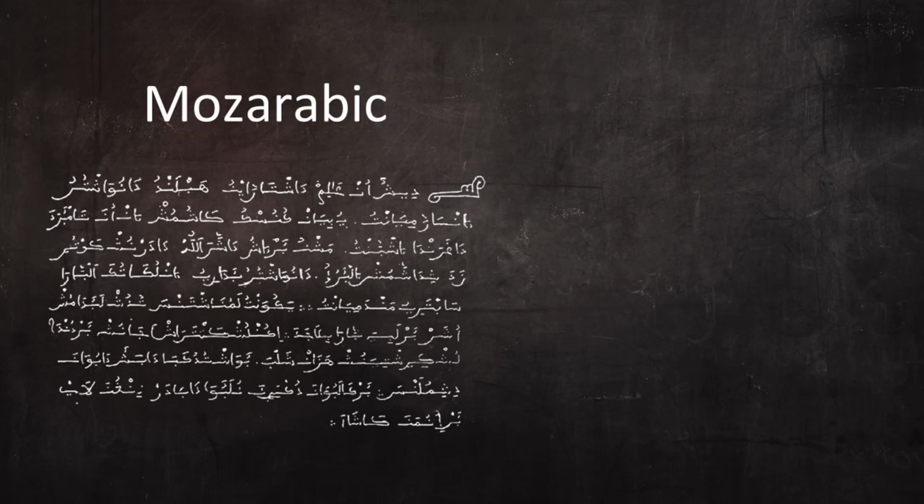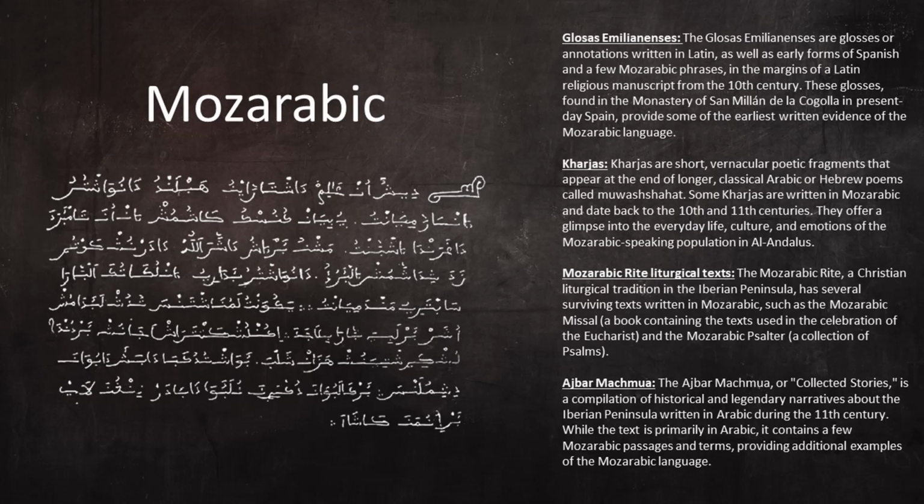Our principal source of knowledge about the Mozarabic language is texts written in Al-Jamiado, a version of Arabic script used for writing in Romance languages. There aren't a lot of surviving Mozarabic texts, but there are some, and they offer a glimpse into the distinctive features of the unique Mozarabic language.